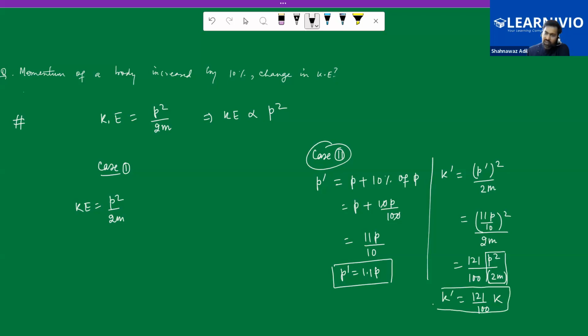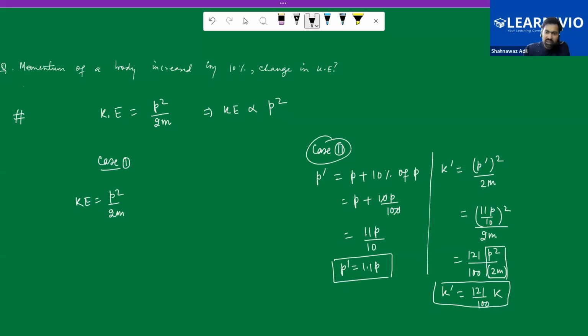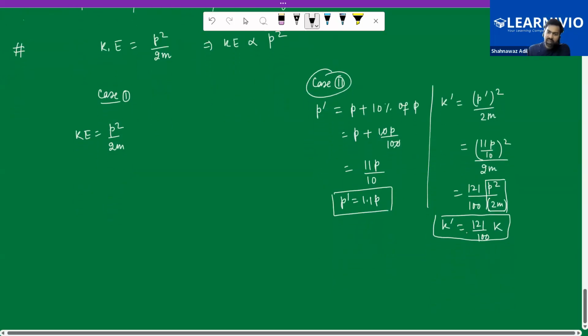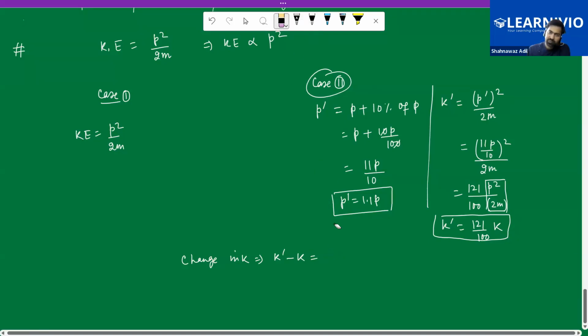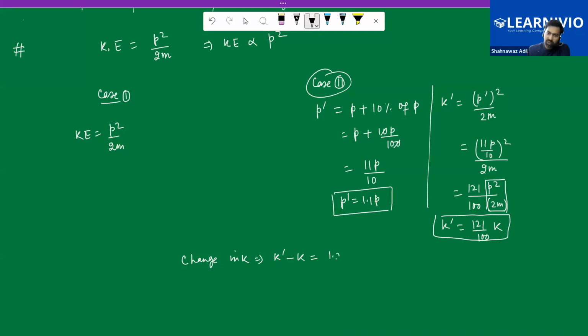And now we know how much k has changed. So change in k would be k prime minus k. So this is 121 by 100, or let me write it as 1.21k minus k. So this is 0.21k. That is the change in kinetic energy, this is called delta k.